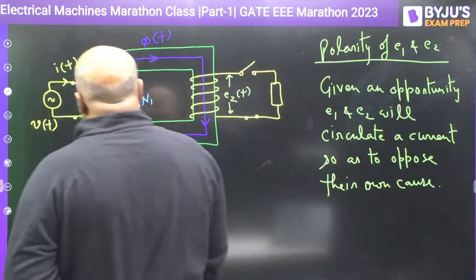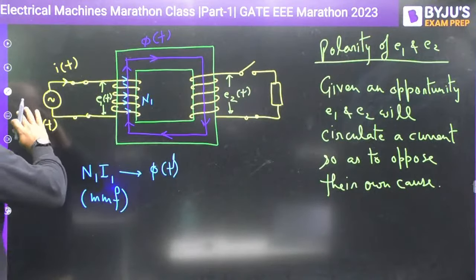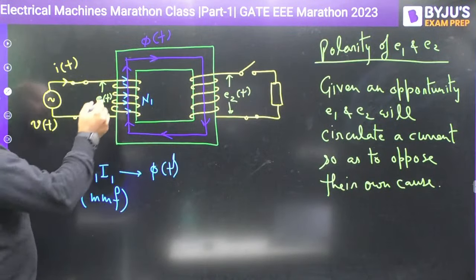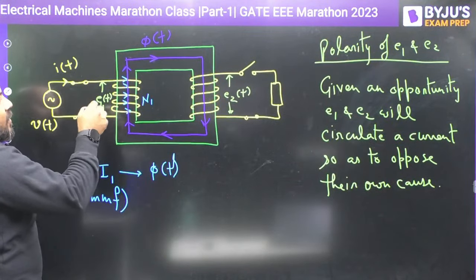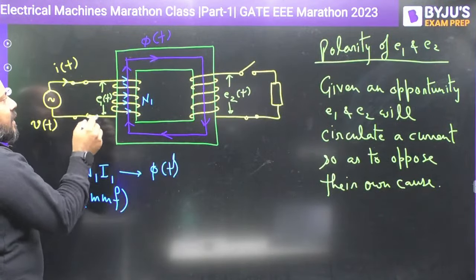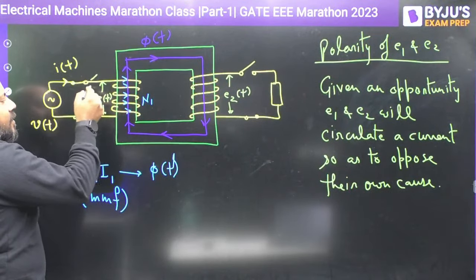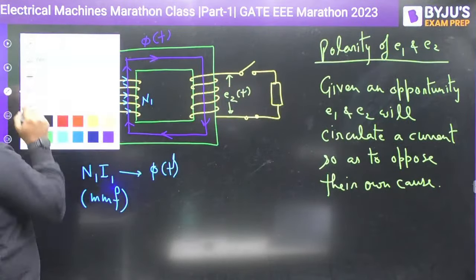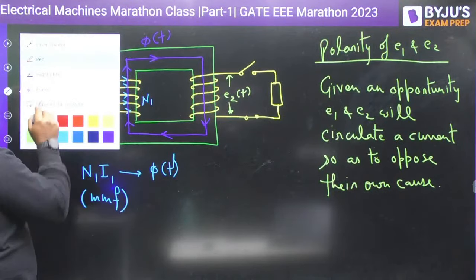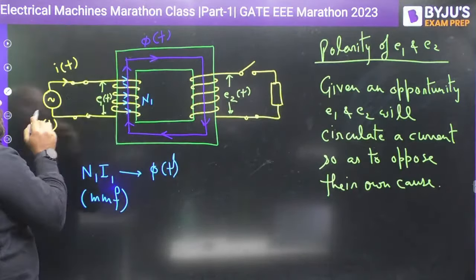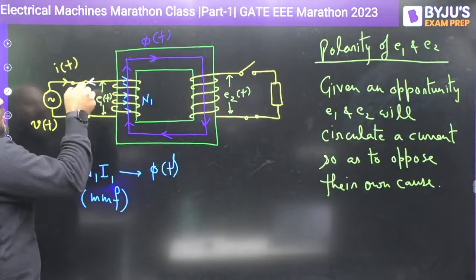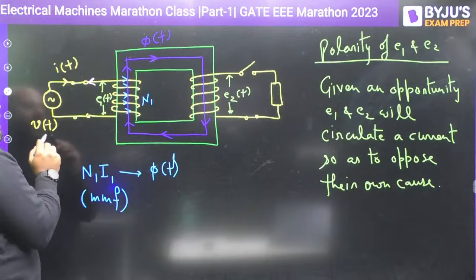For example, if you forget about this voltage source and suppose it is short circuited and E1 is given an opportunity to circulate its own current, then what should be the direction of current for E1? It should be in this direction. Yes or no? It should be in this direction. Why? Because it wants to oppose its own cause, that is IT or VT.